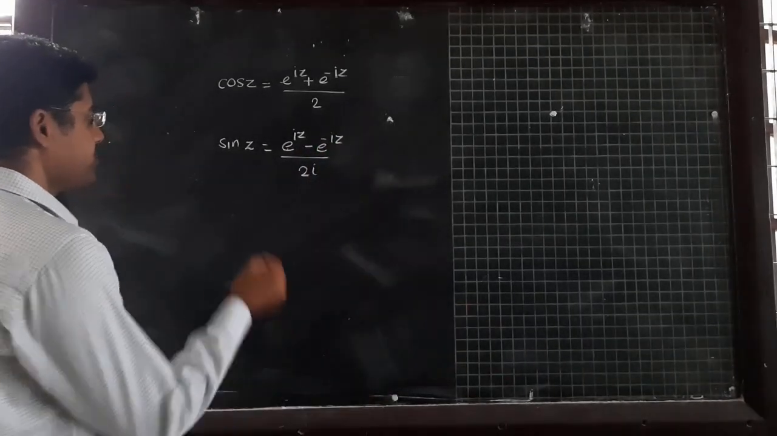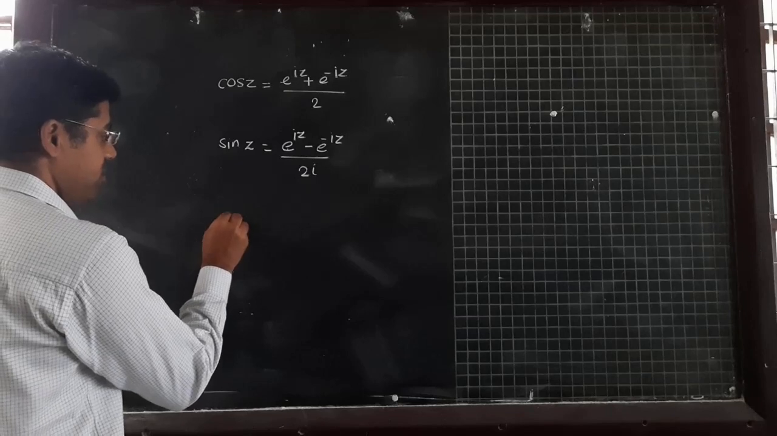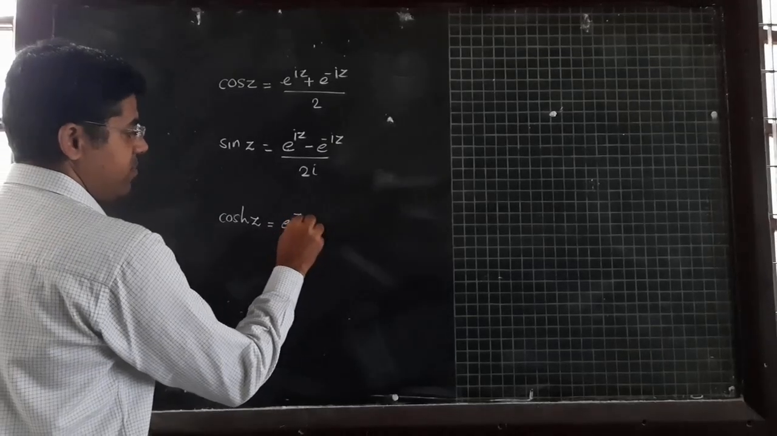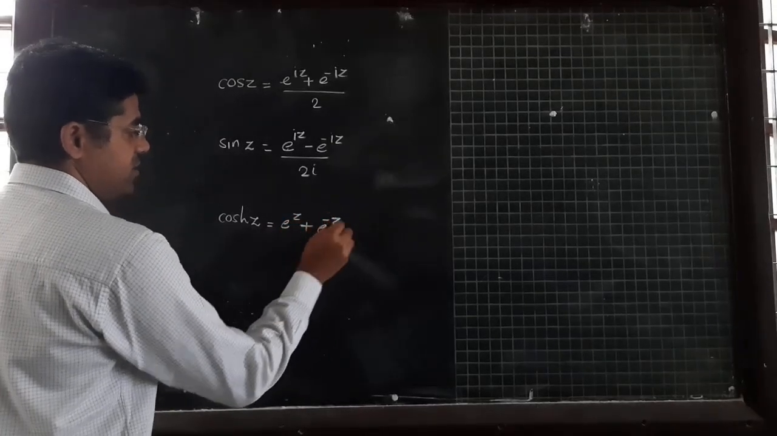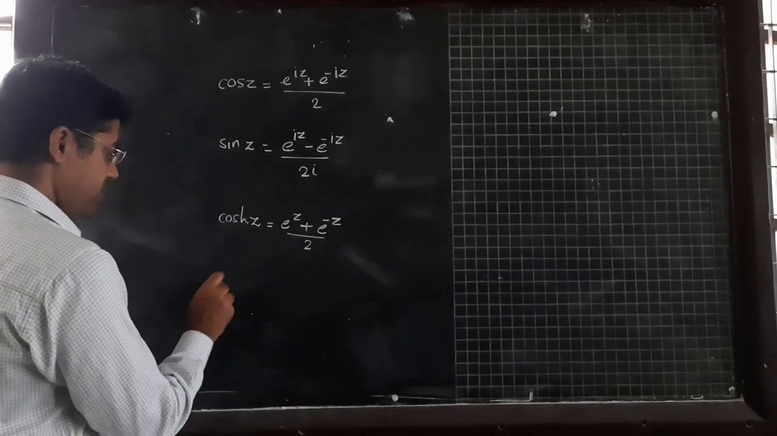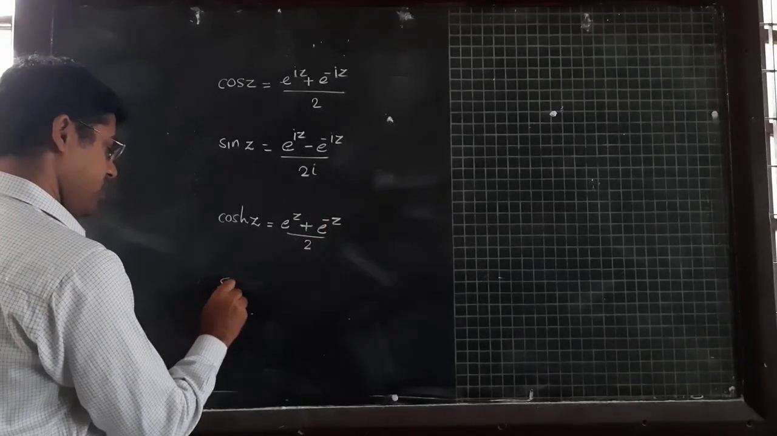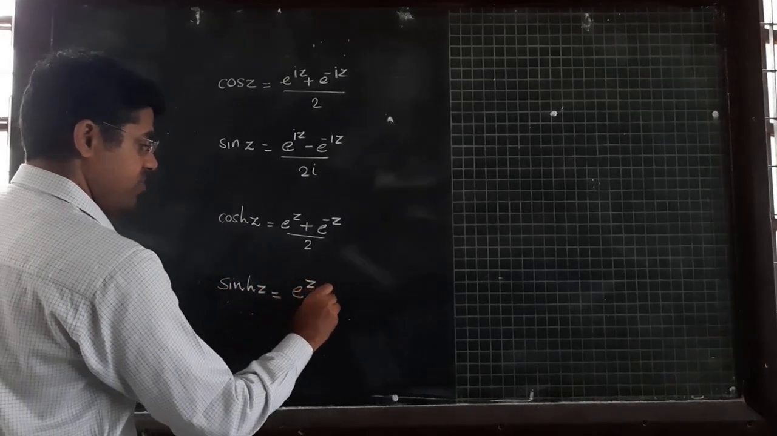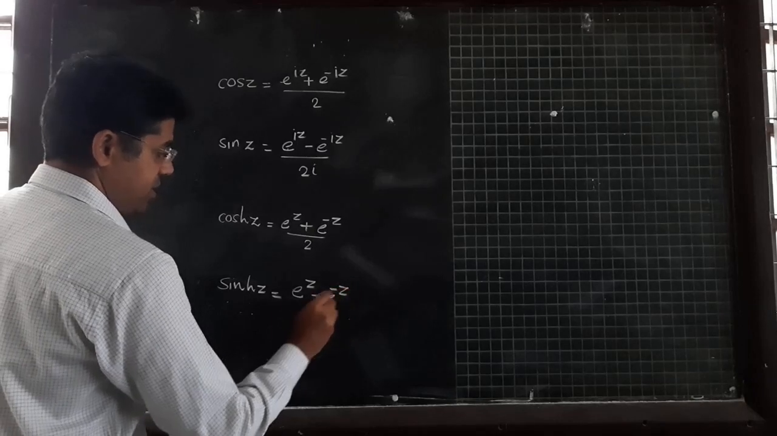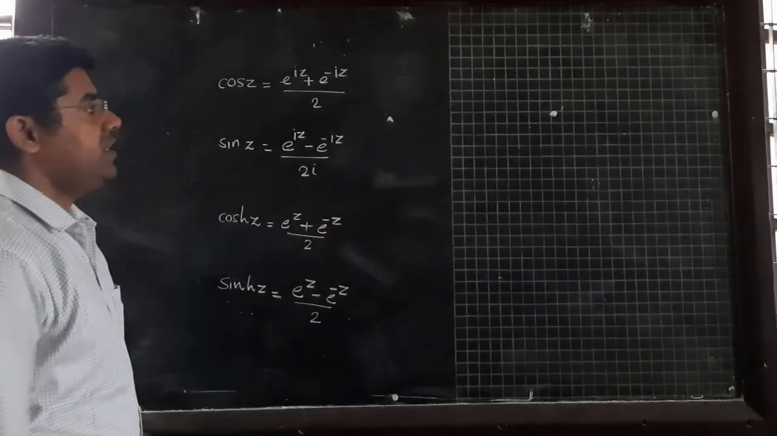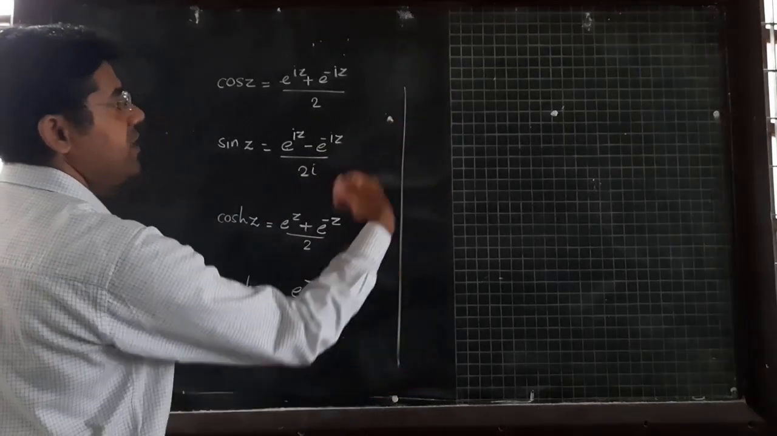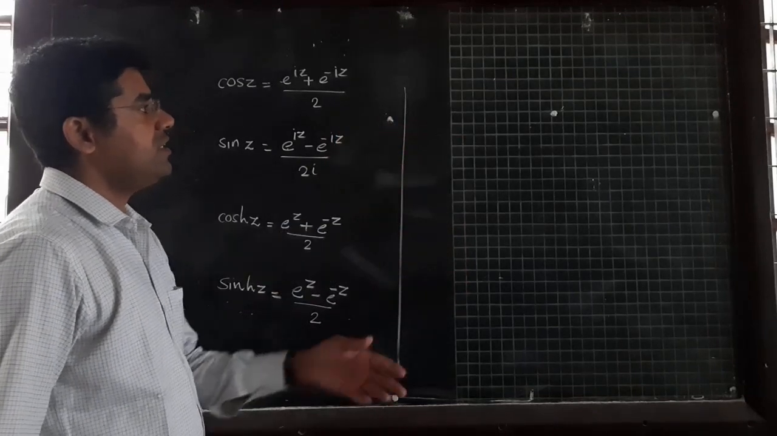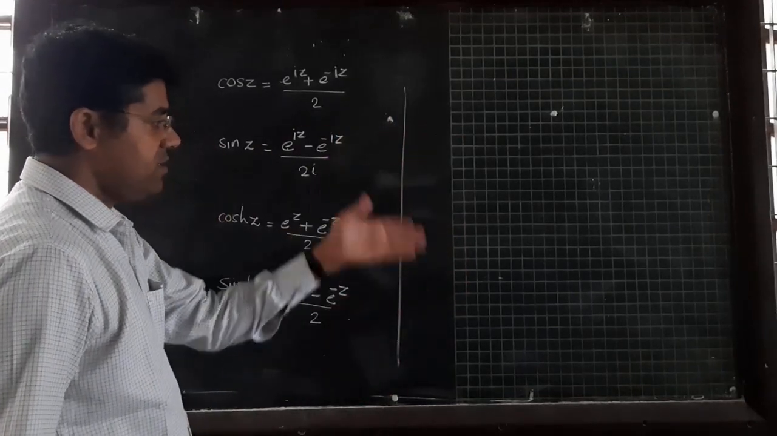Then we have seen hyperbolic cosine j, which is nothing but e raised to j plus e raised to minus j divided by 2. Then the hyperbolic sine j, which is nothing but e raised to j minus e raised to minus j upon 2. Then we have seen several important identities. 7 identities are there, just like sinh of i theta is nothing but i times sin of theta, and all.